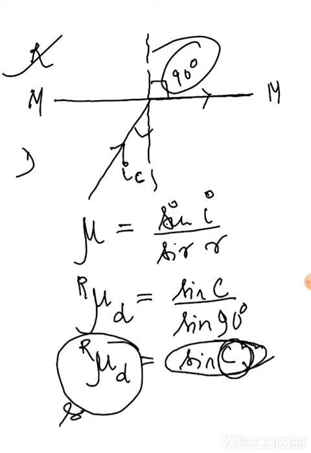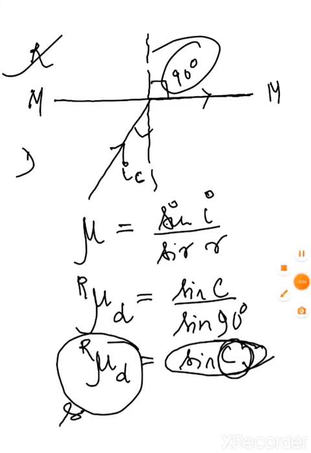So the first assignment for today is: what do you mean by critical angle? And this is your assignment number 2: what is the relationship between the critical angle and the refractive index? That is your other question or assignment. All right, yes. Now let us continue the same activity.